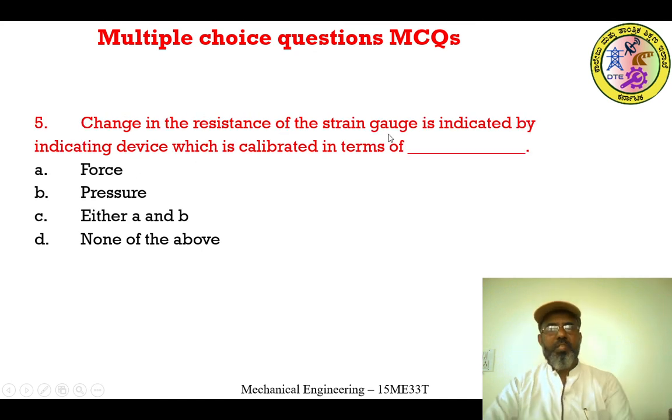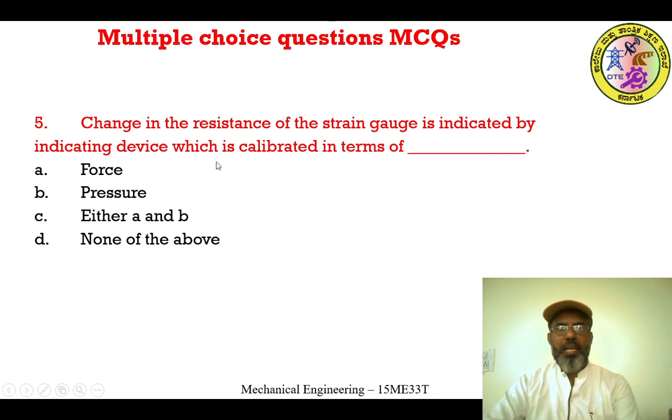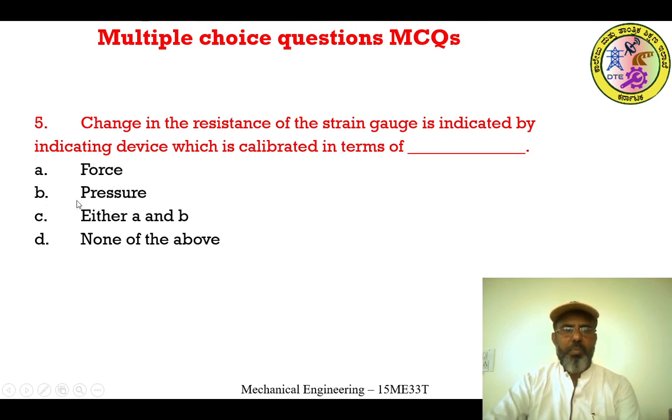Change in the resistance of the strain gauge is indicated by the indicating device which is calibrated in terms of dash. Your time starts now. Answer A, force, B, pressure, C, either A or B, D, none of the above. Yes, it has appeared, it is calibrated either in terms of the force or the pressure. Therefore, C is the correct answer.